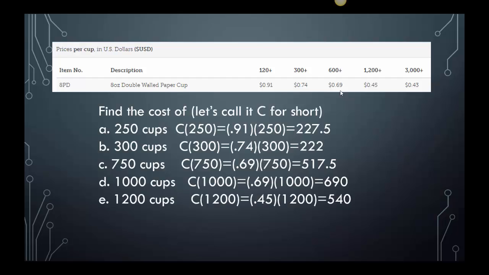Then the last one I had was, what if we buy 1,200? So 1,200 is right here. That's 45 cents a piece. So 45 times 1,200 is $540. That should be shocking to you. Look at this, 1,000 cups was $690, but I could buy 200 more and save $150, which is just like a wow to me.